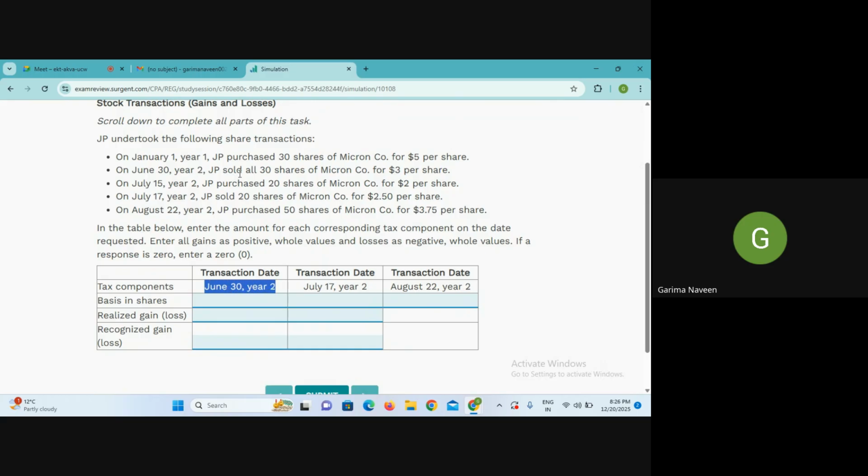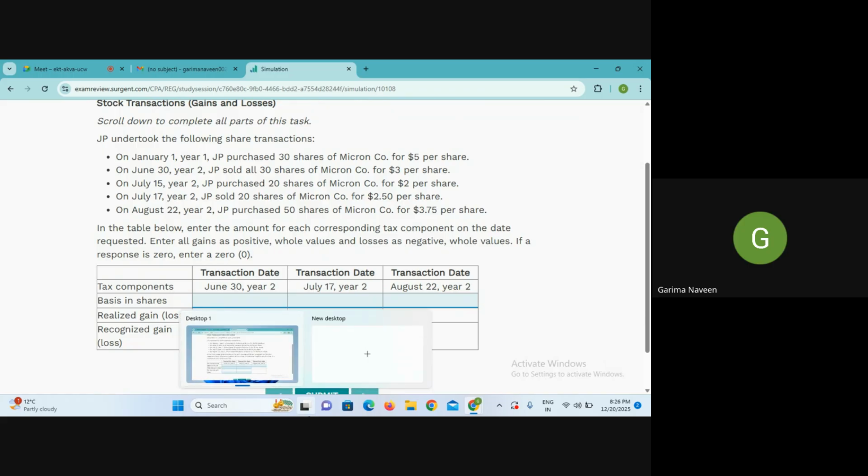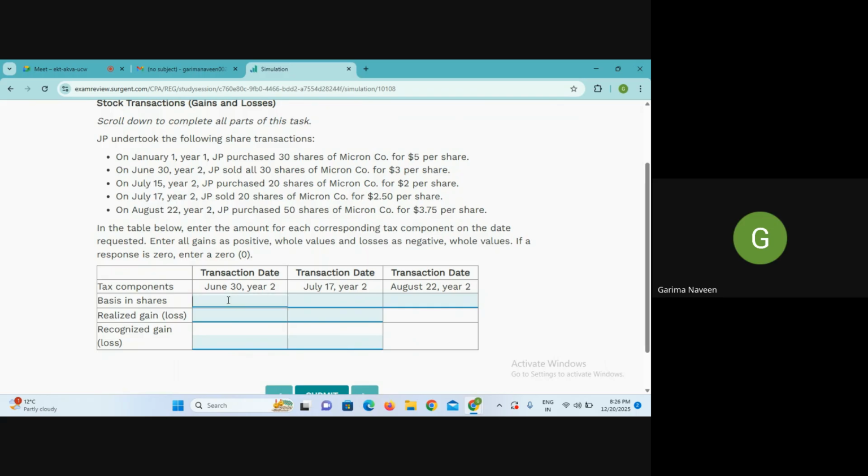First of all, on June 30, year 2, you are selling your old shares for $3, which you purchased in year 1 for $5. So what do you think the basis in the shares should be? What will the basis be, then how much is the realized gain and how much is recognized? How much was the basis on June 30?